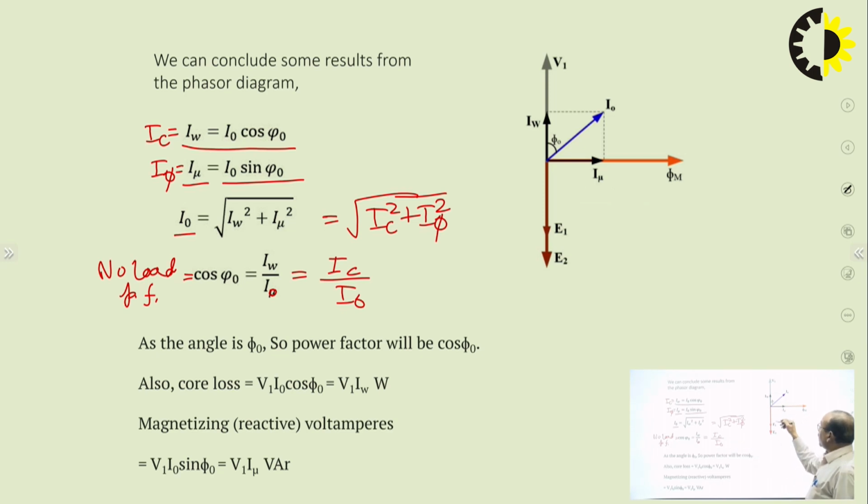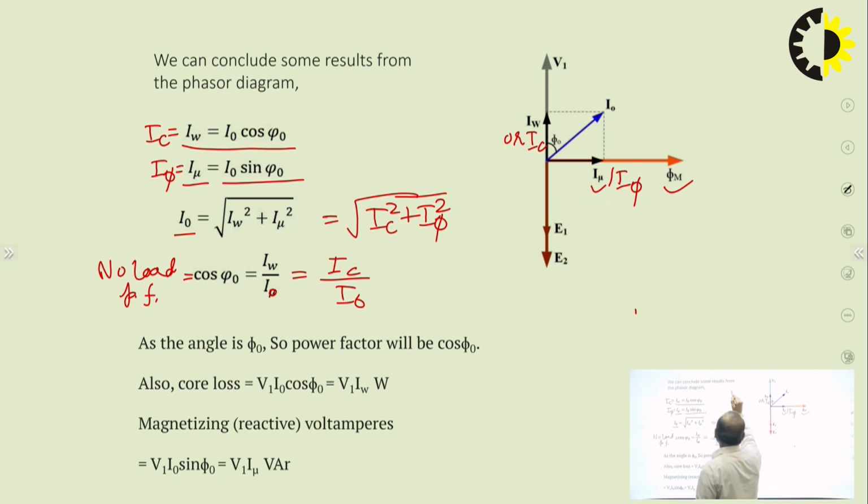This is the phasor diagram of the transformer at no load condition. This is the maximum flux, which is in the core. This is I mu or I phi, the magnetizing current, which is in phase with flux. This is IW or IC, which represents the core loss component of the no load primary current, and the phasor sum of I phi and IC is I naught, the no load primary current. So we can write I naught is the phasor sum of I phi and IC.